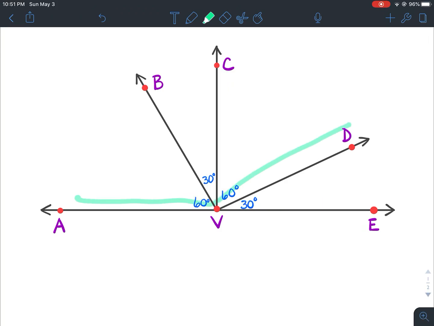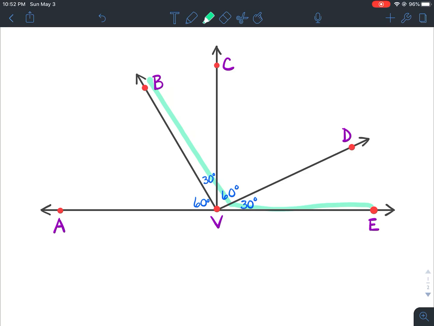If you add those 3 angles together, they equal 150. 150 plus 30 is 180. So AVD and DVE are supplementary angles. I could actually use this angle in here also. So I'm going to take this big angle here, which is AVD, and BVC. They would both add up to 180. Therefore, they would be supplementary angles.